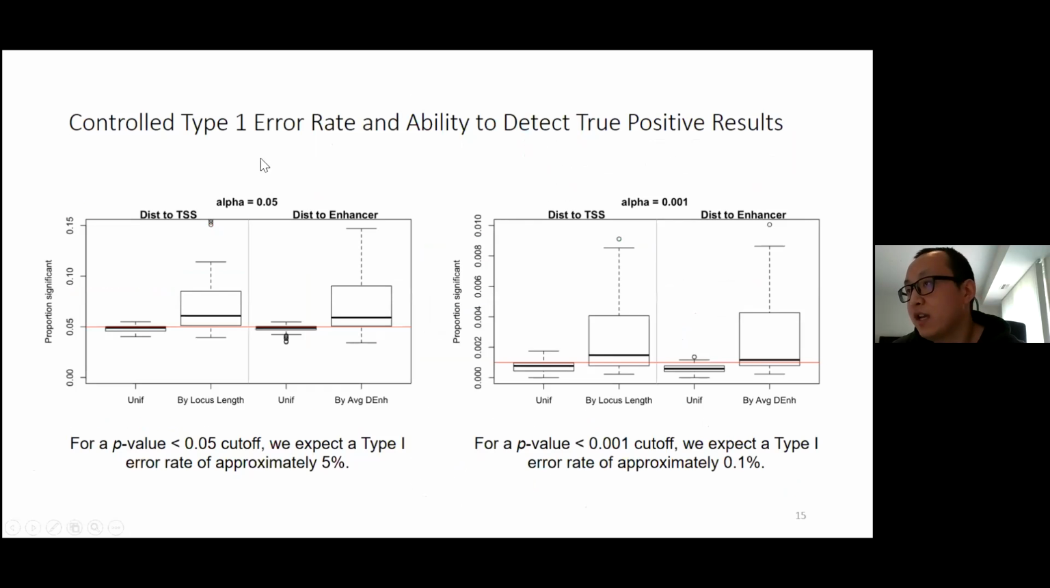For the type 1 error rate, the false positive rate, we use the three different null data sets to do this test. For a p-value smaller than the 0.05 cutoff, we expected the type 1 error rate to be approximately 5%. This one is the results testing the distance to the TSS, and this is to enhancer. It's not exactly equal to 0.05, but it's very close. Here we also chose a p-value smaller than 0.01, so we expected the type 1 error rate to be about 0.1%, and those results are also very close to the value that we expected.